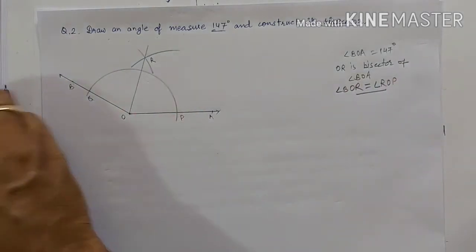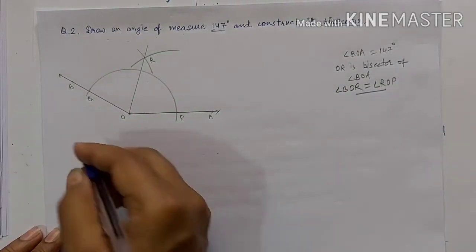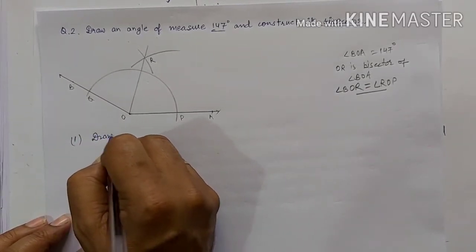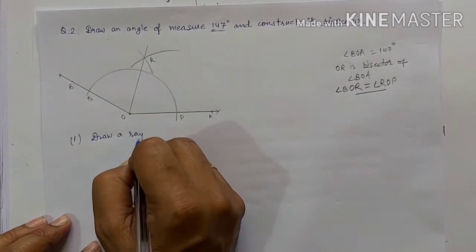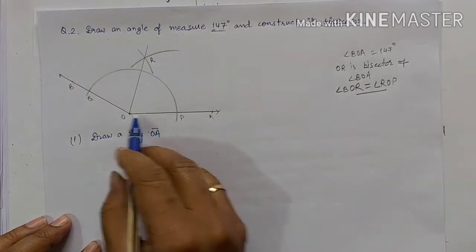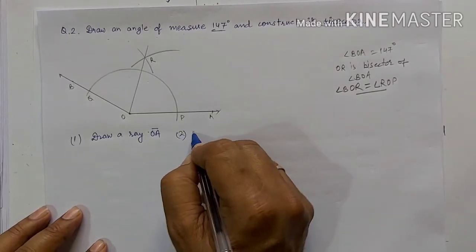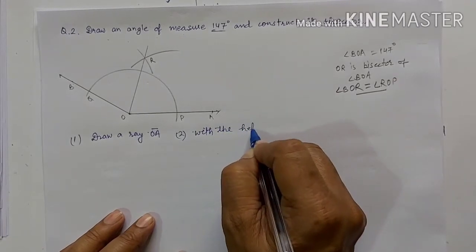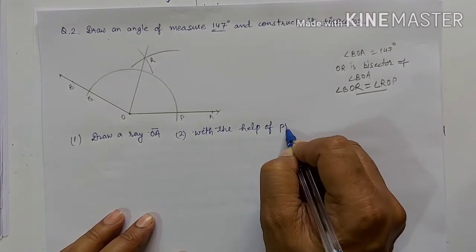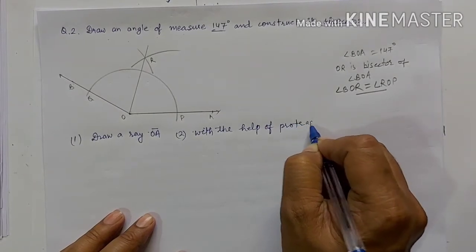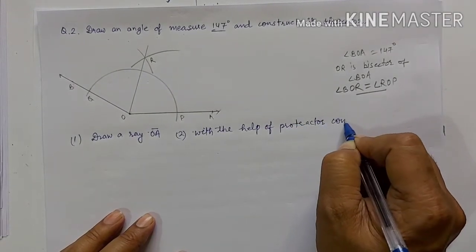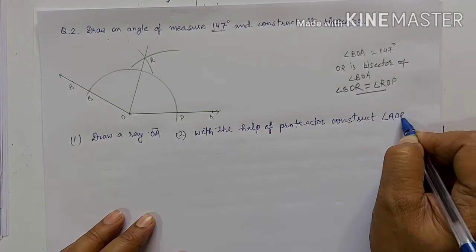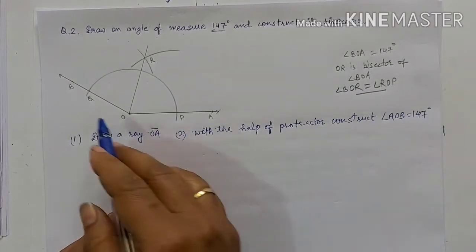Okay, now write the steps. First step you write: draw ray OA. Second step, with the help of protractor, construct angle AOB of 147 degrees.